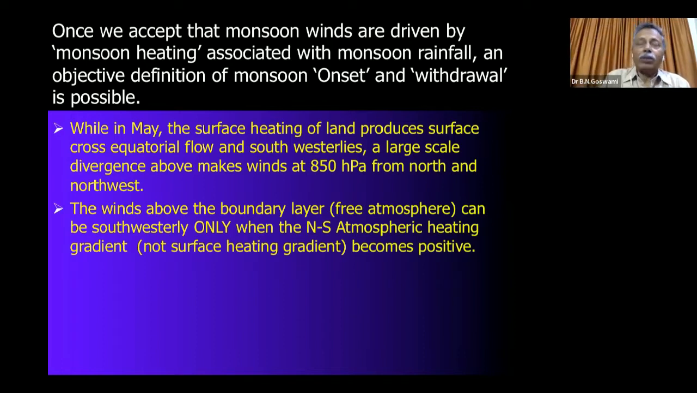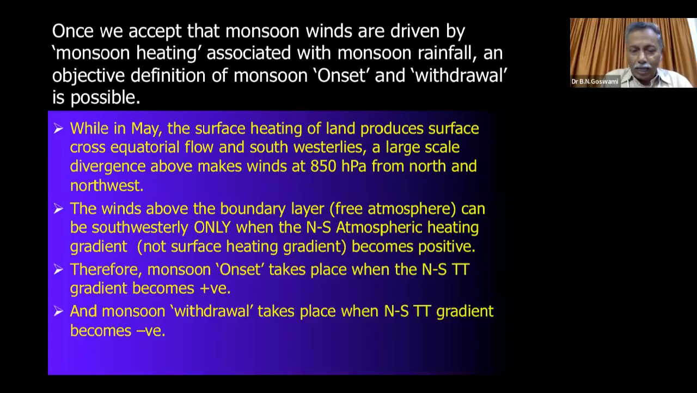but above the boundary layer, the winds are still not southwesterly, and they are from the north. And that is why the cyclonic vorticity has not been set up above the boundary layer. And so onset will happen when the winds become southwesterly above the boundary layer in the free atmosphere. And that will happen only when the tropospheric heating has moved to the north.